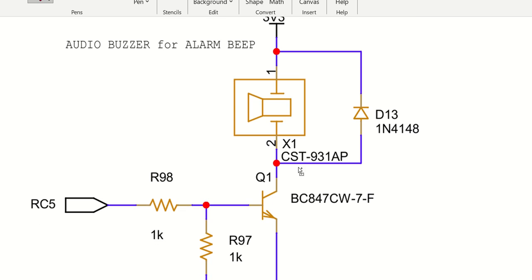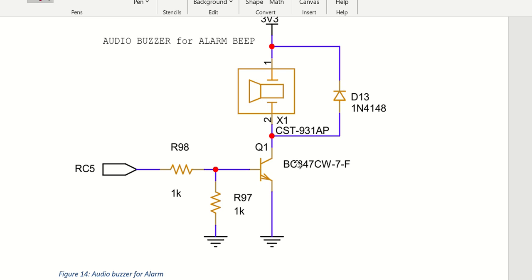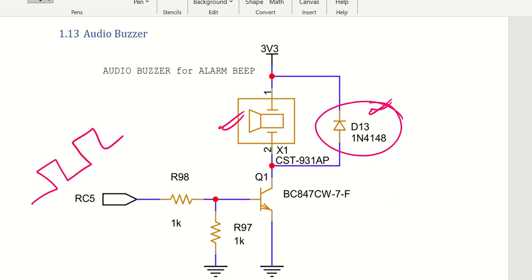A very nice functionality that is needed in circuits is basically an audio buzzer. For the audio buzzer, what I have done is you can utilize one audio buzzer, that is CST-931AP, where this is the freewheeling diode that is being used here. And here it will be driven by PWM, and this PWM will make sure that the audio buzzer starts giving you sound, beep beep beep.